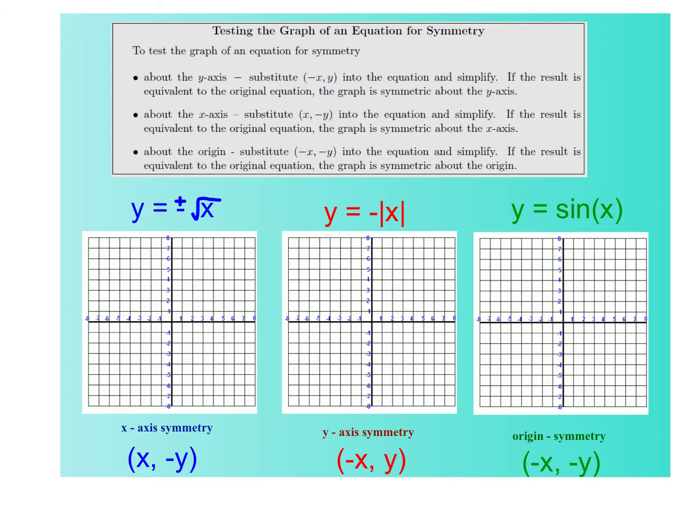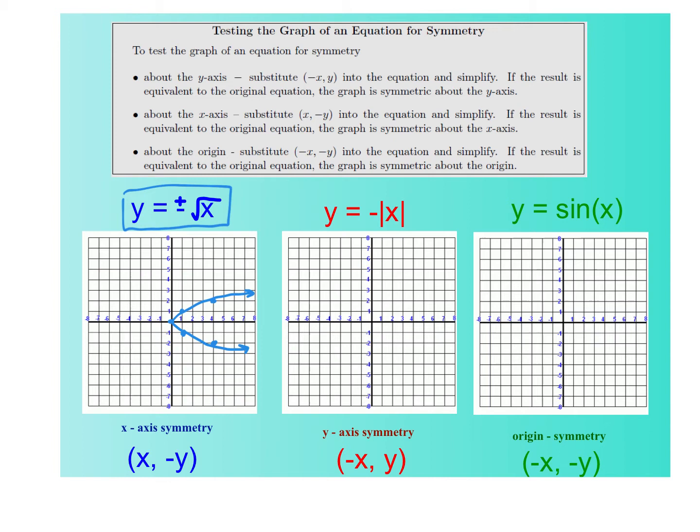So first let's revisit the idea of symmetry, and let's take a look at 3 different equations and their graphs and how we know which type of symmetry we have. So the first one is y equals plus or minus the square root of x. So the positive square root of x would start at the origin and go up like this. The negative square root of x is going to be the same thing, but down in the negative direction. Not a function, but it is a relation.